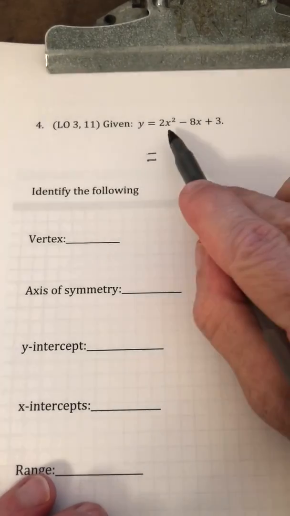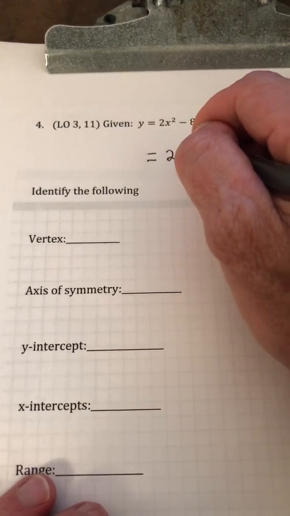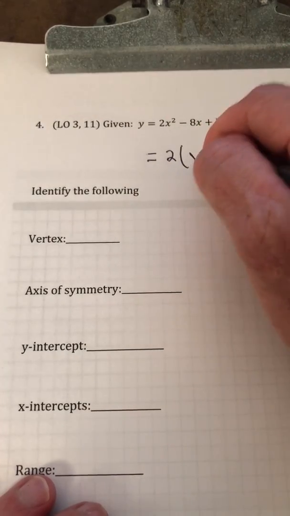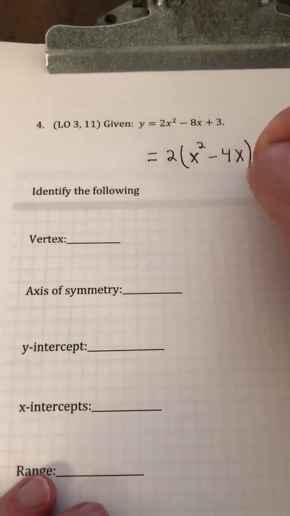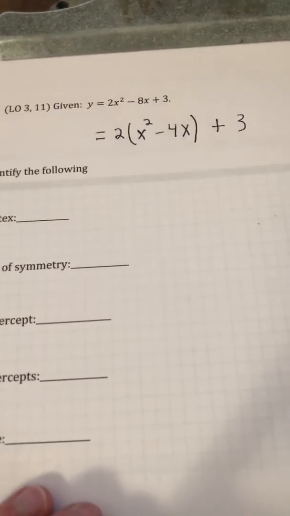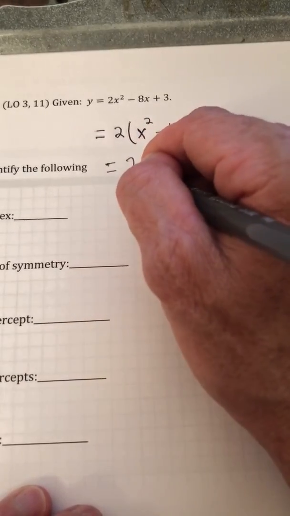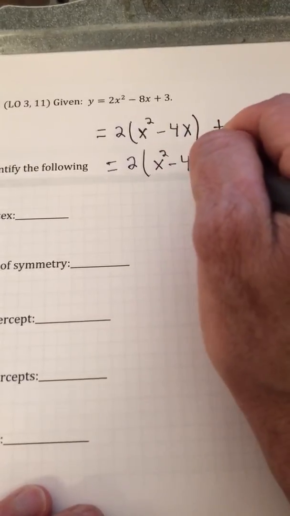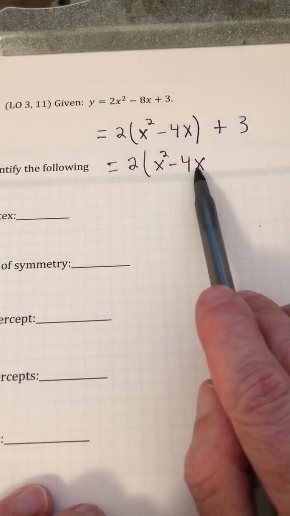Notice that the coefficient of x squared is not equal to 1. So I will factor out a 2 from these first two terms. So what I have now is y is equal to 2 times the quantity x squared minus 4x. And of course, I still have the plus 3. Now I'm going to complete the square. This is something that we've done with circles. So I have x squared minus 4x.